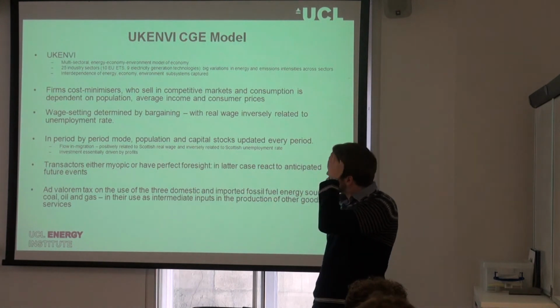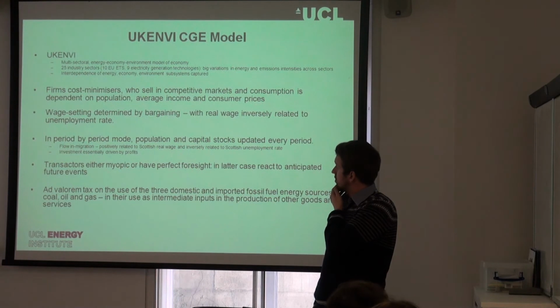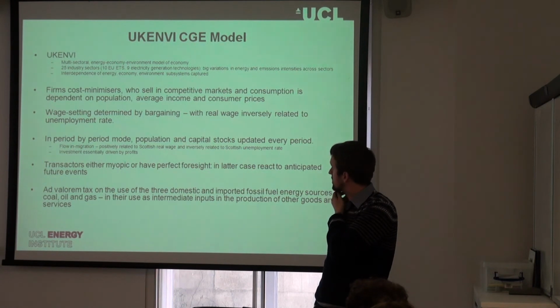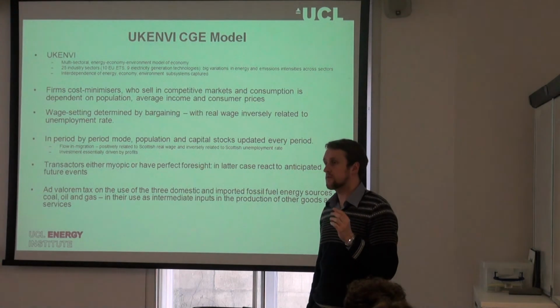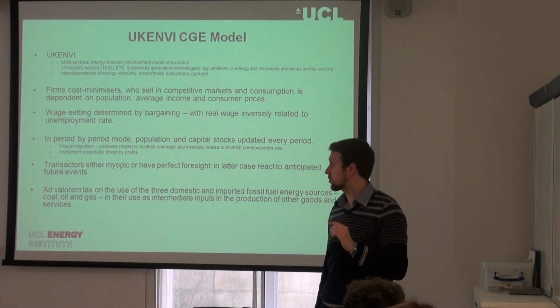So this is the model. There's 25 sectors in the model. Given what I did before, 10 of them are EU emissions trading scheme. There's 9 electricity generation technologies, and hopefully they capture the differences in emissions intensities across all of these sectors.